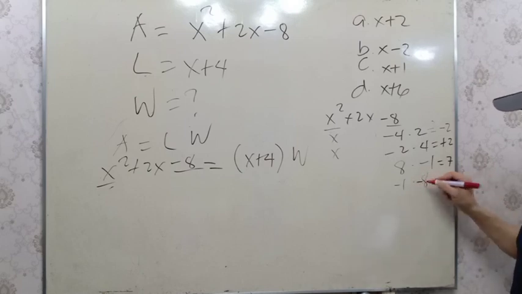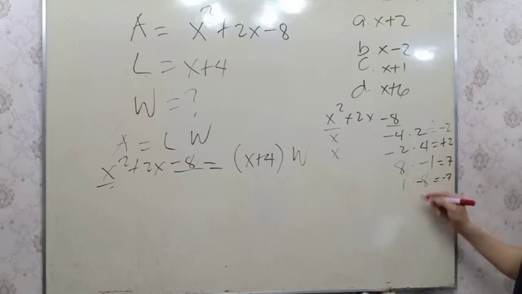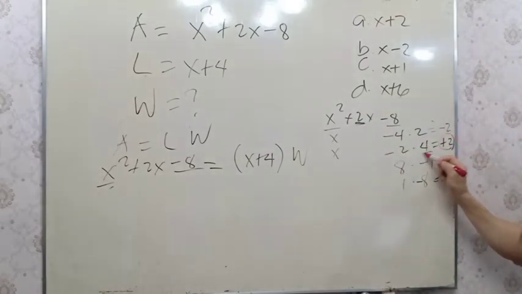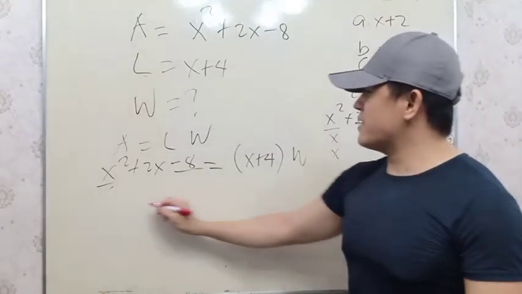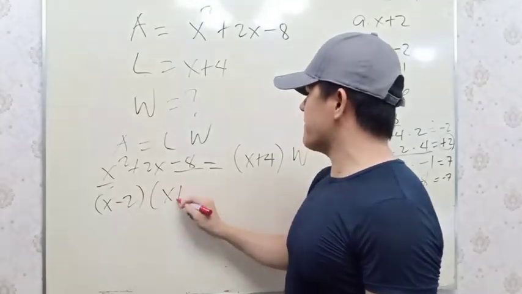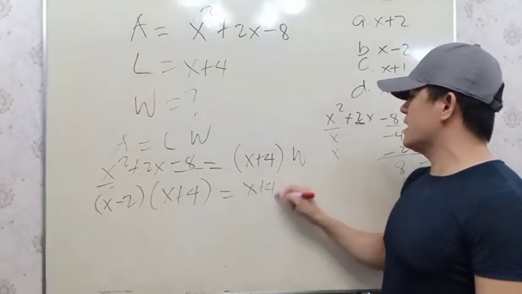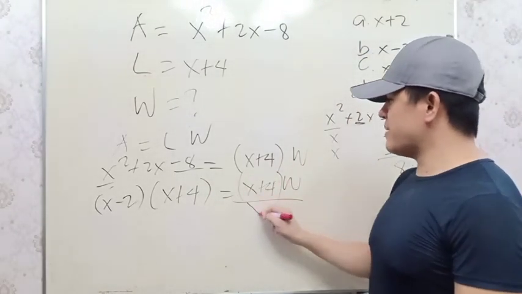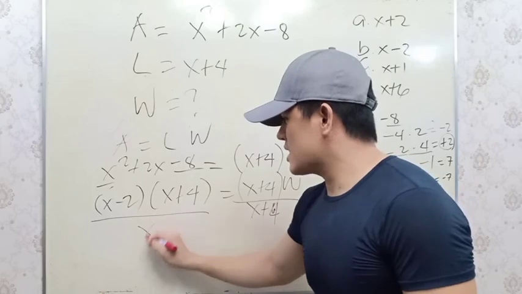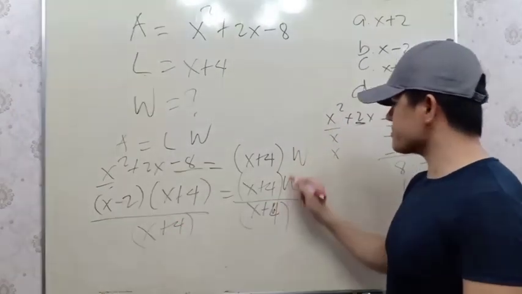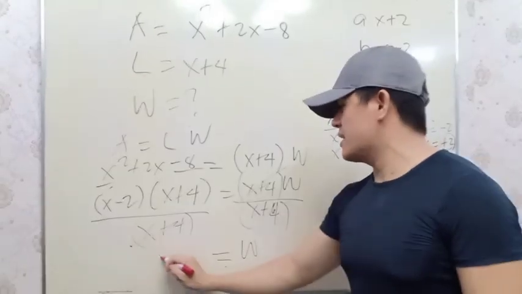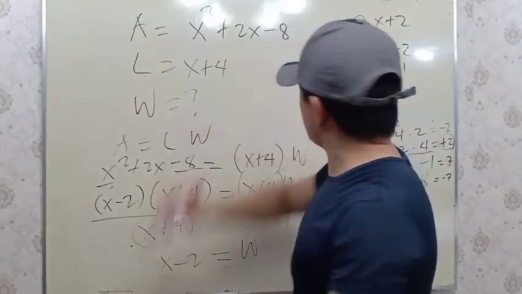I'm sorry, I just reversed it. Minus 8 pala. I'm sorry. 1 and minus 8, so we have minus 7. Now, since the middle term is positive 2, and that's here, our factors are this one, okay? So we have x minus 2, which is the first one, and then x plus 4. This is our factors, okay? Is equal to x plus 4, w, okay? Now, divided by x plus 4, because we are getting the w, right? And then the x plus 4 here, and then x plus 4. Okay, there you go. Cancel x plus 4, this is 1, and cancel that one. So our w is equal to x minus 2. Our answer is letter B. Okay, there you go.